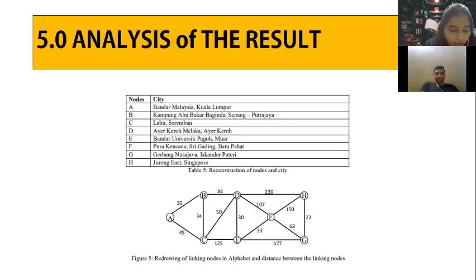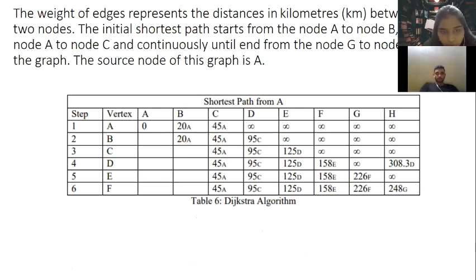The shortest path of this route is 248.0 kilometers. So it is easy to find out the solution using the discrete algorithm. The following table shows how it is analyzed using this shortest path discrete algorithm.